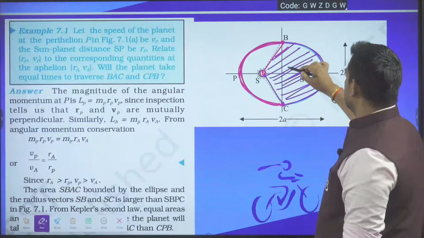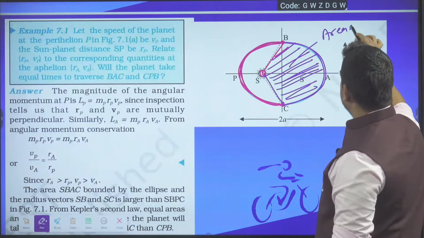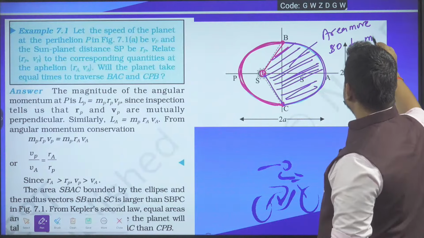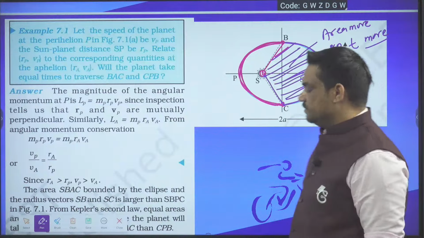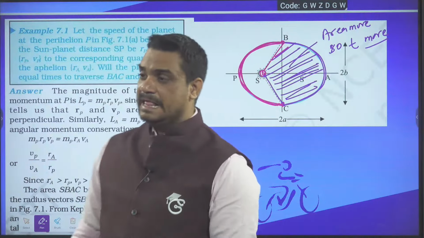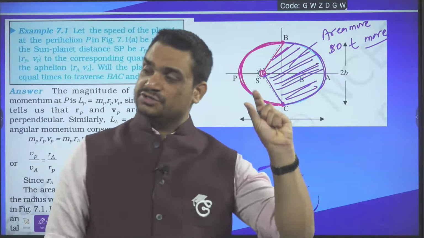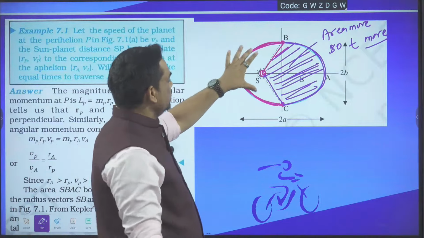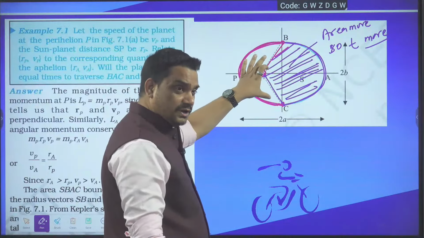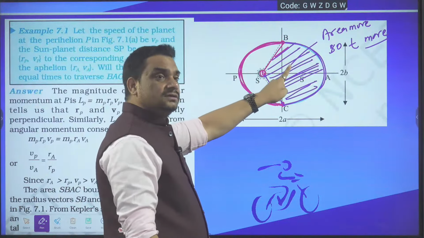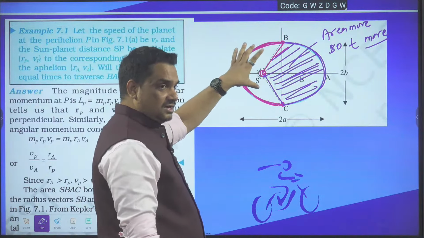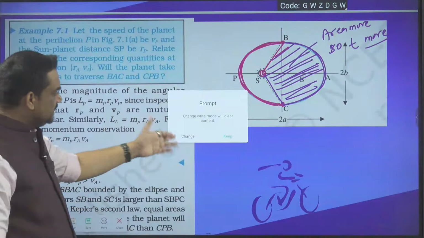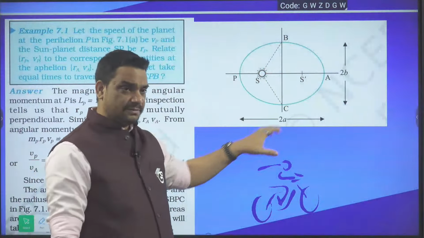And if the area is more, the time is also more. So the time will be more for this part. Here it is covering more area, that's why more time is taken. Can you remember this thing? Here less area means less time, more area more time. So two questions are there: one is related to the speed, the other is related to the time.